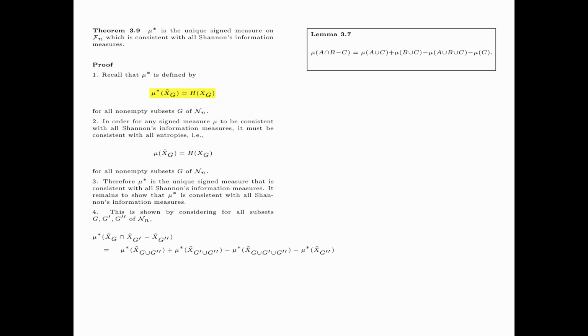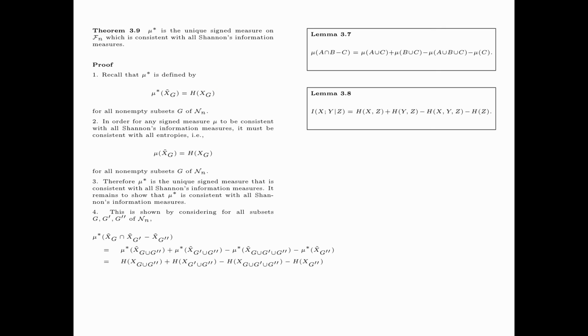By the definition of μ*, this can be written as the entropy of X_{G∪G''} plus the entropy of X_{G'∪G''} minus the entropy of X_{G∪G'∪G''} minus the entropy of X_G''. And then, by Lemma 3.8, this is simply equal to the mutual information between X_G and X_G' conditioning on X_G''. And this proves Theorem 3.9.